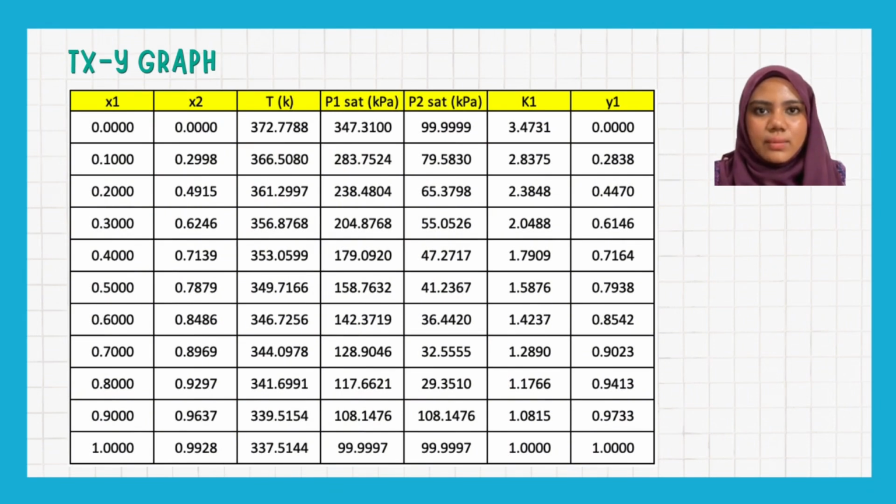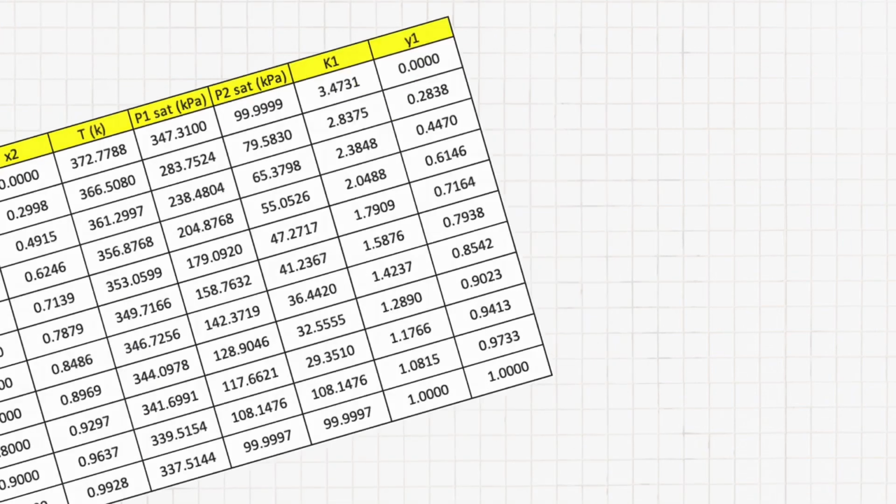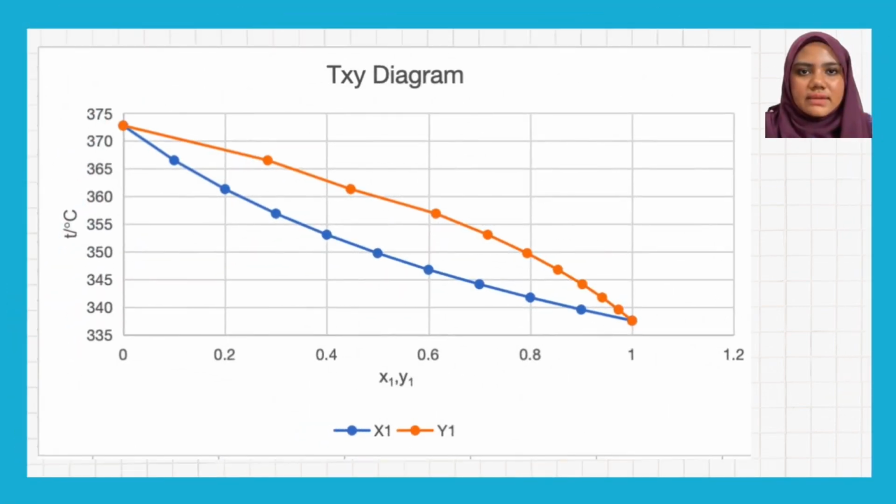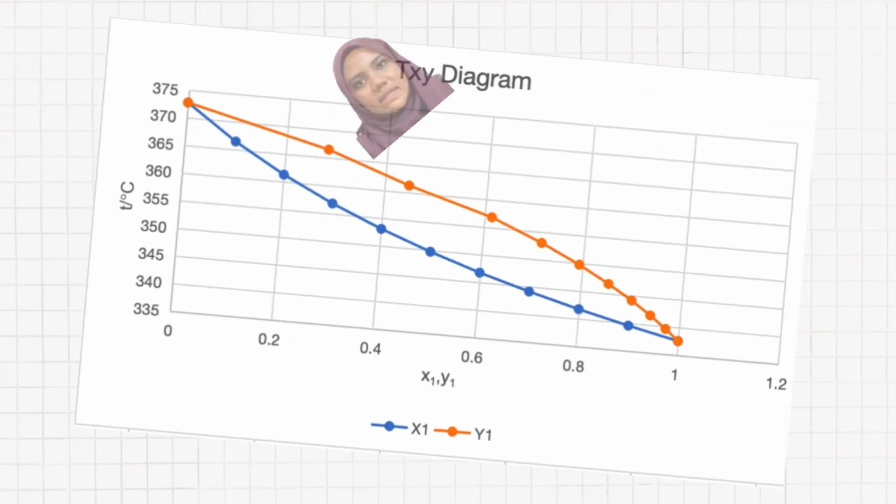With temperature on the y-axis and x1 and y1 on the x-axis, the graph of Txy can be computed. This is the Txy graph computed from the table previously. We can see that the composition of x1 and y1 increases when temperature decreases. The system only consists of methanol in liquid and vapor phase at around 337 Kelvin.